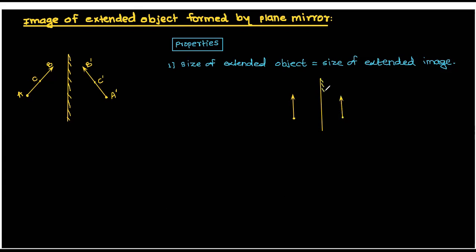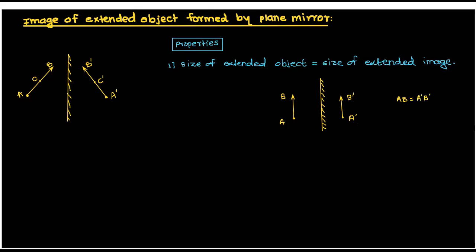This is a mirror. Okay, this A and B is the object. This A dash and B dash is its image. Yes. Extended object, extended image. So both are having the same size. AB is equal to A dash B dash. Shall I write here? That is AB is equal to A dash B dash. That is the meaning of this first property. Isn't it right? Clear? Okay, next.